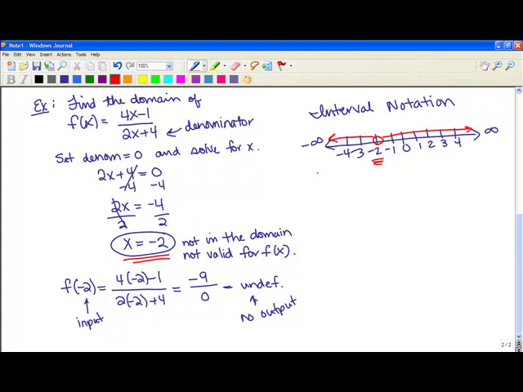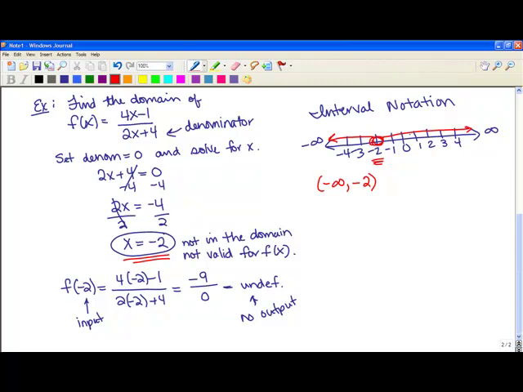So when we write interval notation, we start on the left. This arrow is going to negative infinity, and this arrow comes up to the open dot at negative 2. So that's where it stops, and I'm going to write negative 2 there. So this interval represents the left side of the number line.